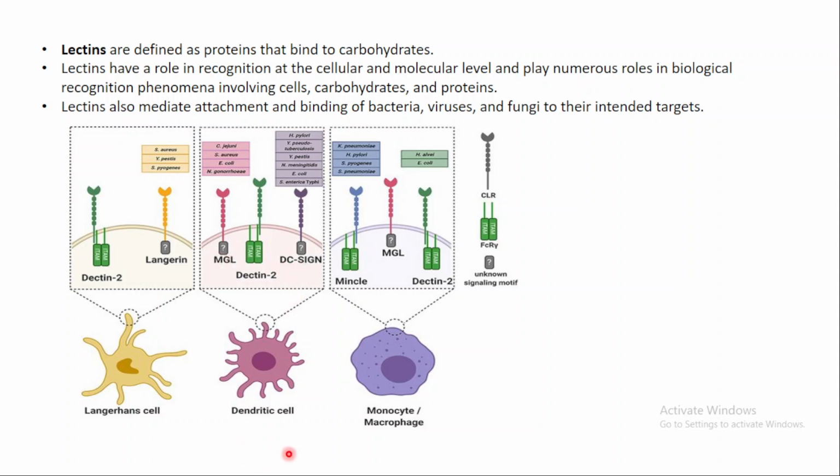Dectin, MGL, DC-SIGN are present on dendritic cells. They can also attract a range of bacteria and viruses. Helicobacter pylori is a major cause of gastric cancer. Yersinia pseudotuberculosis is also a pathogenic bacteria. E. coli, Staphylococcus aureus, Escherichia coli, Neisseria gonorrhoeae, Campylobacter jejuni. These are all pathogens which can recognize these lectins present on the cell surface. Similarly, we also have some lectins on the monocyte-macrophage boundary.